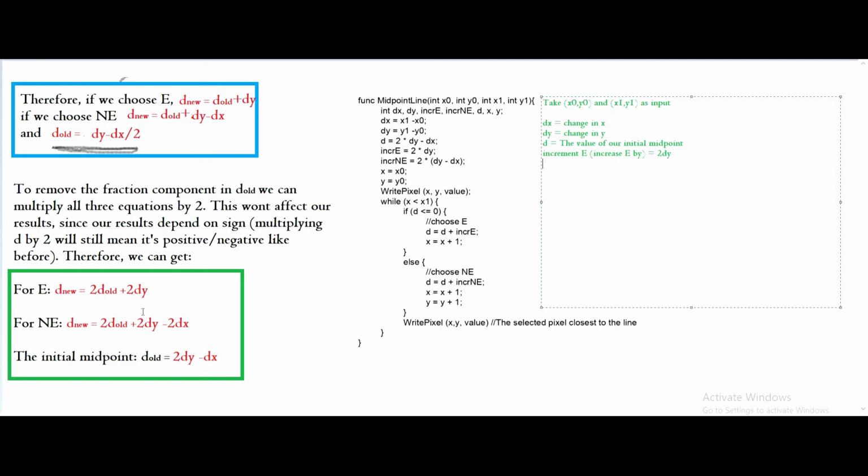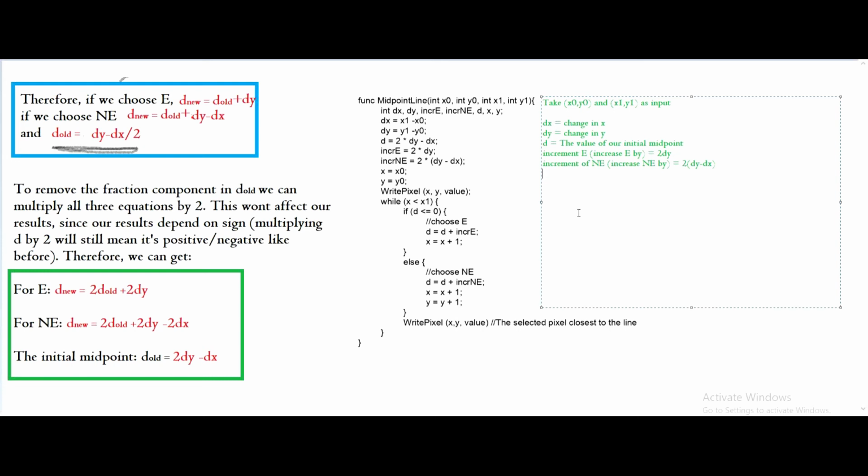As we can see here, the value that we have to add to our old midpoint d is 2 dy minus 2 dx. Therefore, increment of NE, which basically means increase NE by, is equal to 2 dy minus dx. Right then, so we're done with a few of our variables, and we still have x and y left.